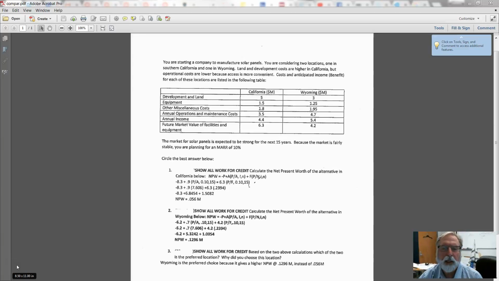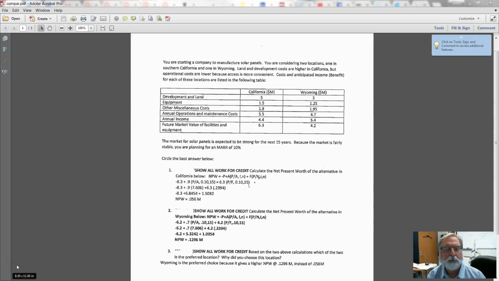So in this problem, we're looking at solving between two alternatives. And we have two locations here, Southern California and a location in Wyoming. There's some information here about land costs and etc. We have this nice chart that tells us how many millions of dollars the cost is, or what our annual operations and maintenance costs are, annual income, or future market value.